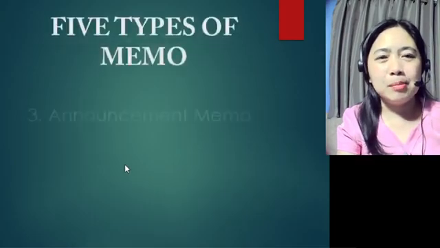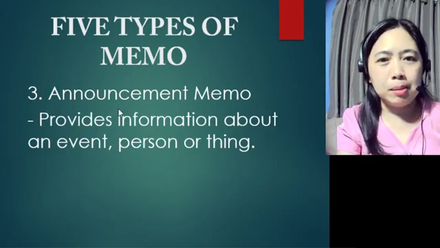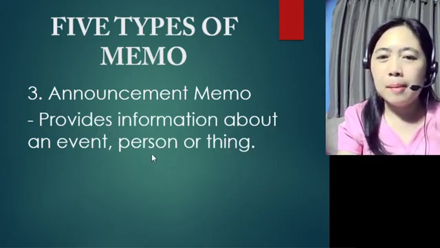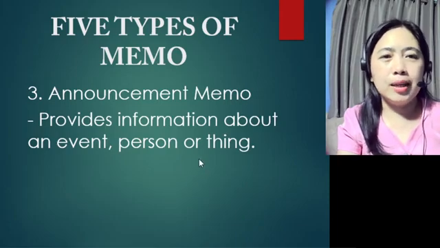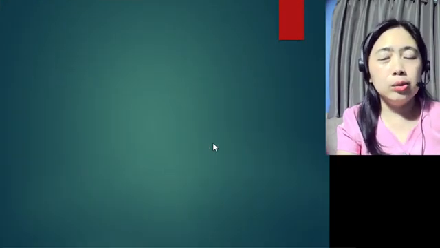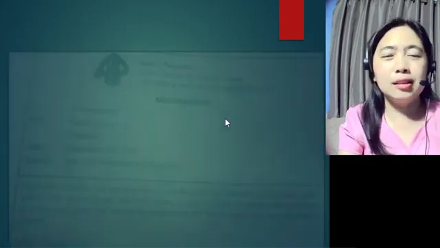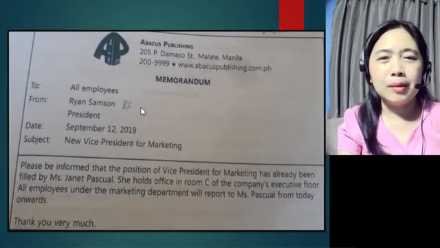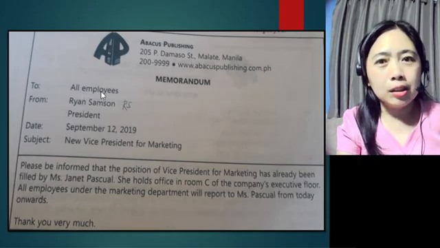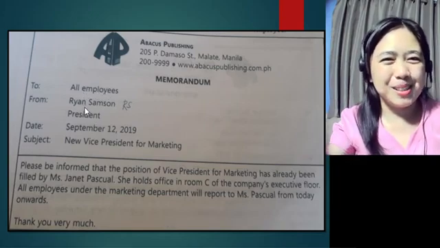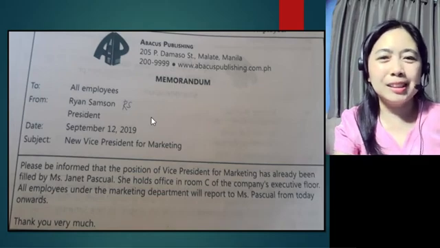The third type of memo we have here is the announcement memo. It provides information about a certain event, person, or thing. An announcement memo is used when something is missing, or someone is missing something, or for an event as well. Here, it's for all employees. It came from Ryan Samson, the president of the company. Remember, that was R. Samson for the CC.